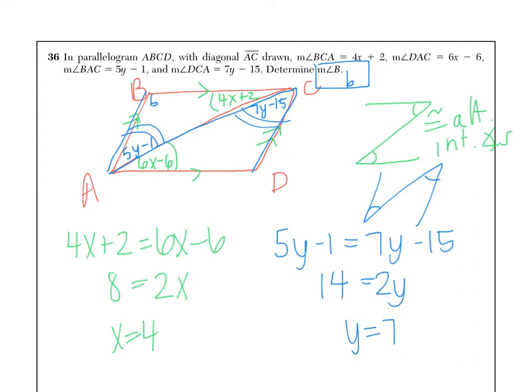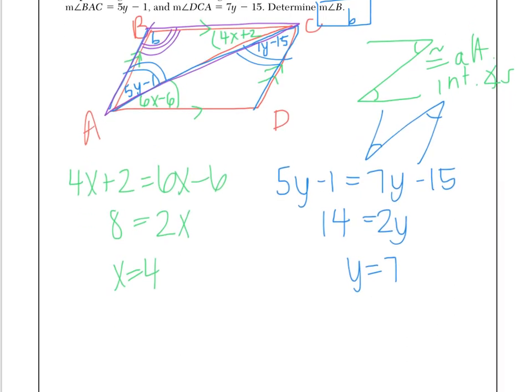And if you look at our picture, we have this triangle with one of the green angles, one of the blue angles, and then B, which is of course what we're trying to find. If you focus on a triangle, then that actually helps us because 3 angles in a triangle sum to 180. So we have 4x plus 2 plus 5y minus 1 plus b equals 180.